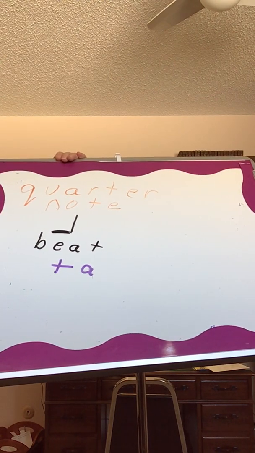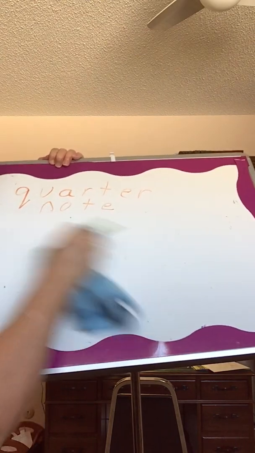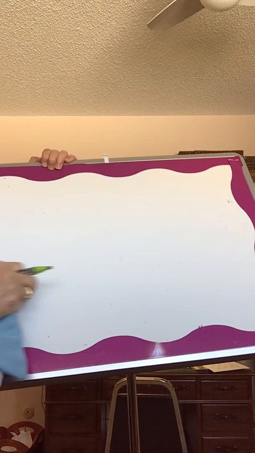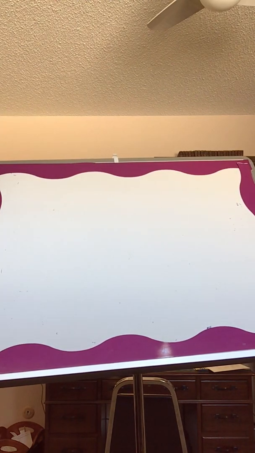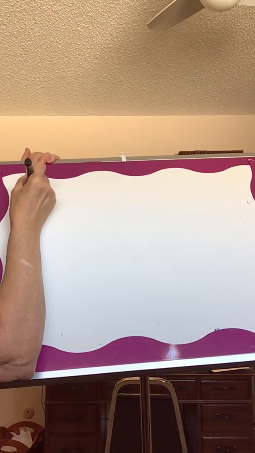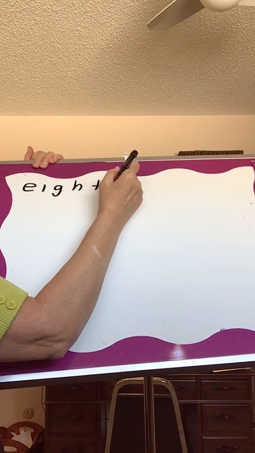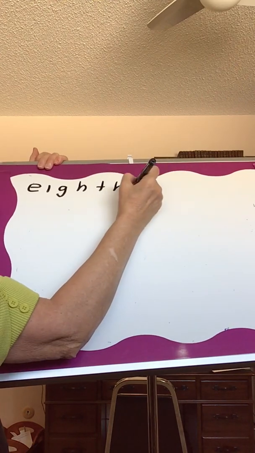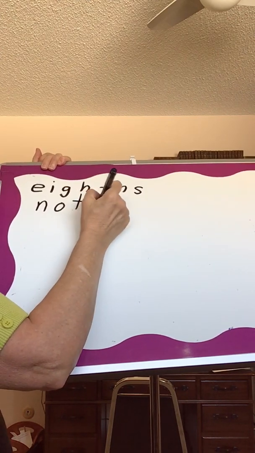And I probably won't use my orange marker, it's fading out. I want to make it look like Halloween. Okay, say bye-bye quarter note, bye-bye beat, bye-bye ta. When we have 2 sounds per beat, and you will see this in your Google Classroom slide, you will have 2 sounds per beat, and that is the 8th note. 8th note, you're going to write E, I, G, H, T, H, and because there's 2 sounds, there's an S at the end. N, O, T, E, S.